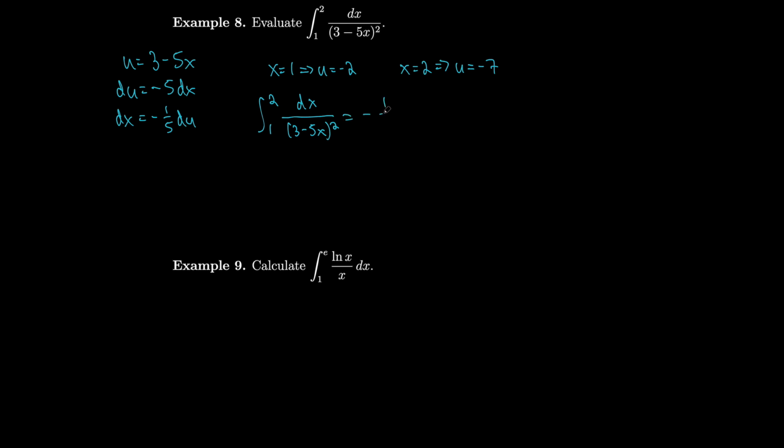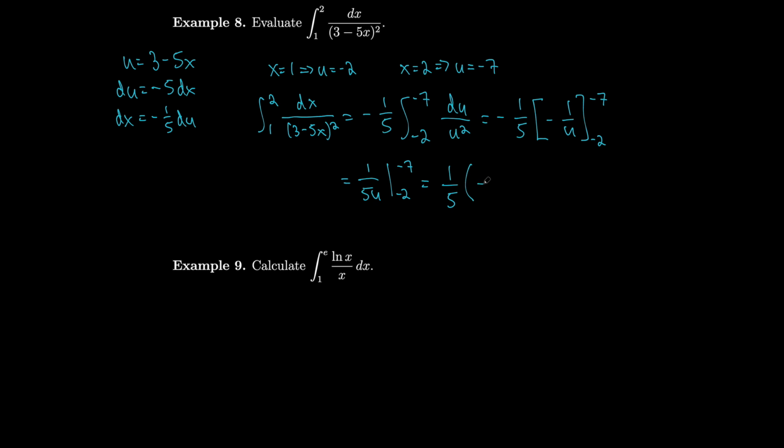So we do our substitution. We get -1/5 times the integral from -2 to -7 of du over u squared. So that's going to be equal to -1/5 times minus 1 over u from -2 to -7, which is 1 over 5u from -2 to -7. So we get 1/5 times minus 1/7 plus a half, and that's 1/14.